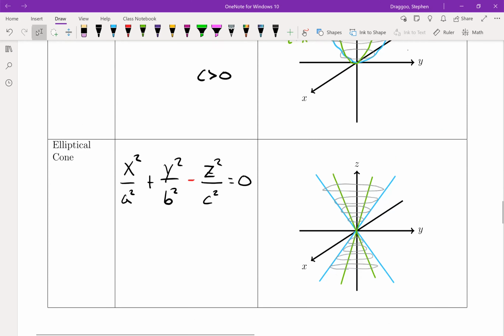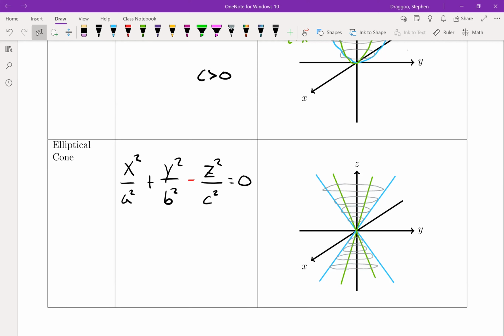Then we'll take a look at an elliptical cone. So this one, we're going to bring up shapes that look kind of similar to the ellipsoid, where we had x squared and y squared and z squared, but this time only two of our terms will be positive, while one of the terms is negative. And also there's going to be no constant term if we're in a cone. So I'll have x squared plus y squared minus z squared equals 0.